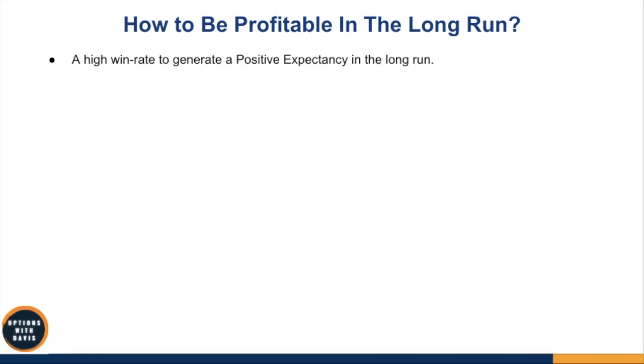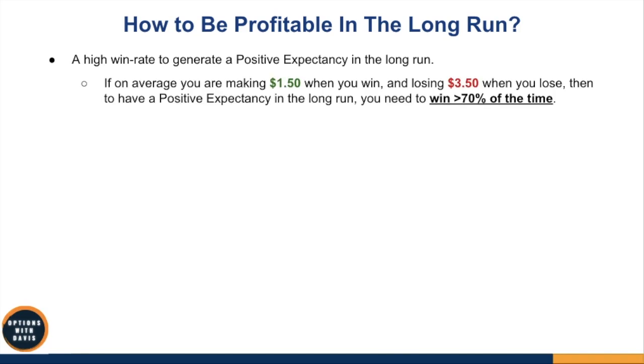And the answer is to have what you call a positive expectancy. So in this case, for you to have a positive expectancy, because your wins are generally less than your losses, you need to have a high win rate. So what is positive expectancy? If on average, let's say for example, you're making $1.50 when you win and you're losing $3.50 when you lose, then to have a positive expectancy in the long run, you need to win more than 70% of the time.